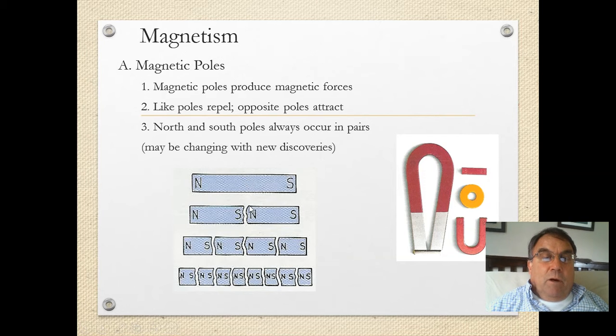But if you take a bar magnet and break it in two, you now have two smaller bar magnets. And then if you break that in two, you now have four smaller, and so on and so on and so on until you get down to an individual atom. And that atom would be a north-south magnet.